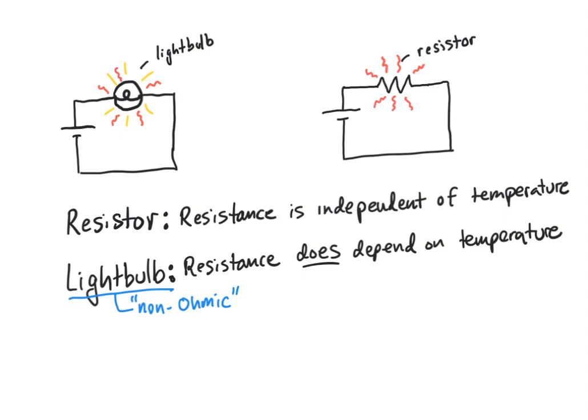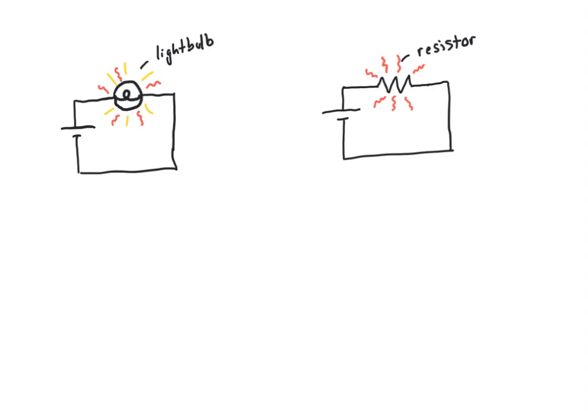We can actually take all this and go even farther because we can quantify the rate at which these circuit elements are using electrical power. Let's say that our battery is providing a potential difference delta V, or a voltage delta V, and the resistance of our light bulb or resistor is R.